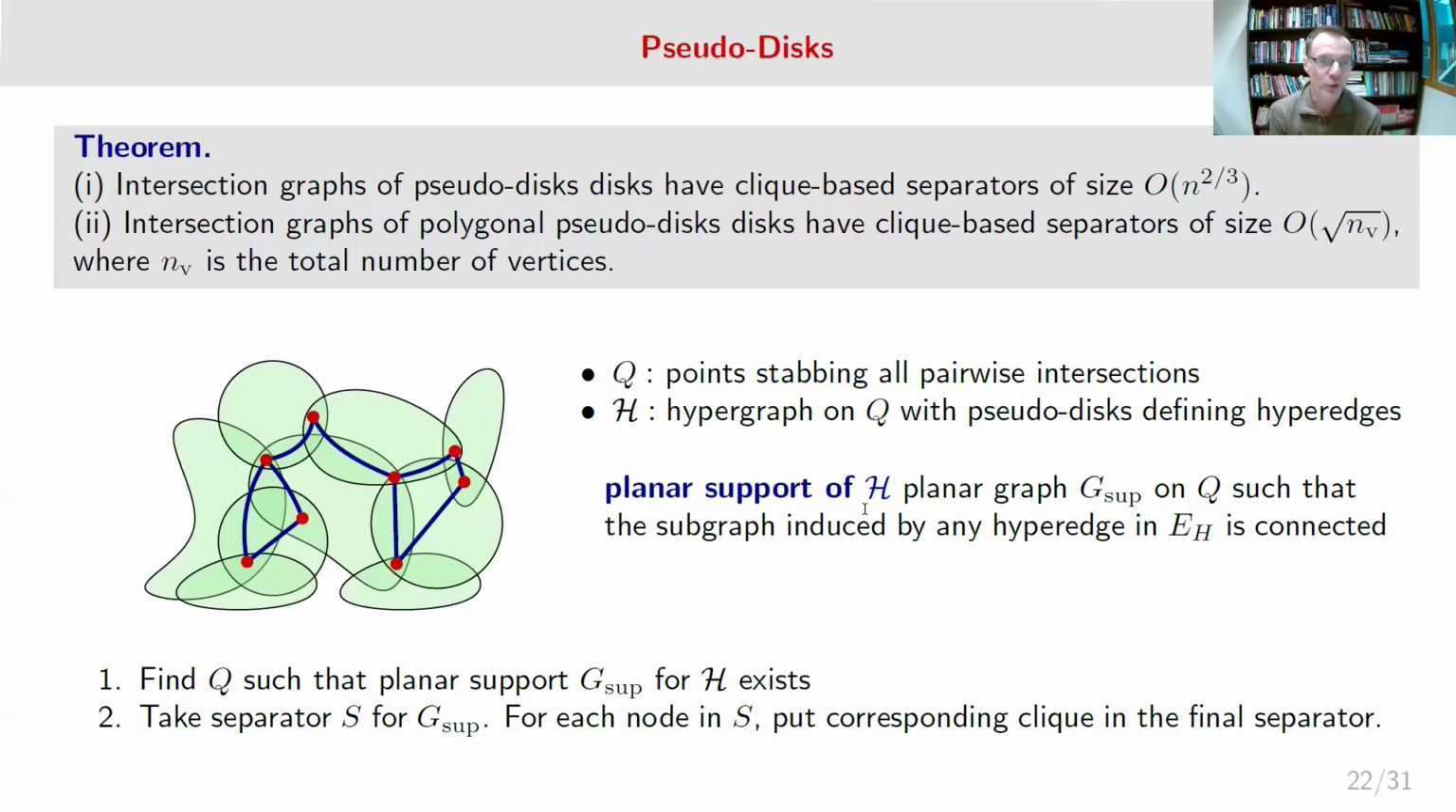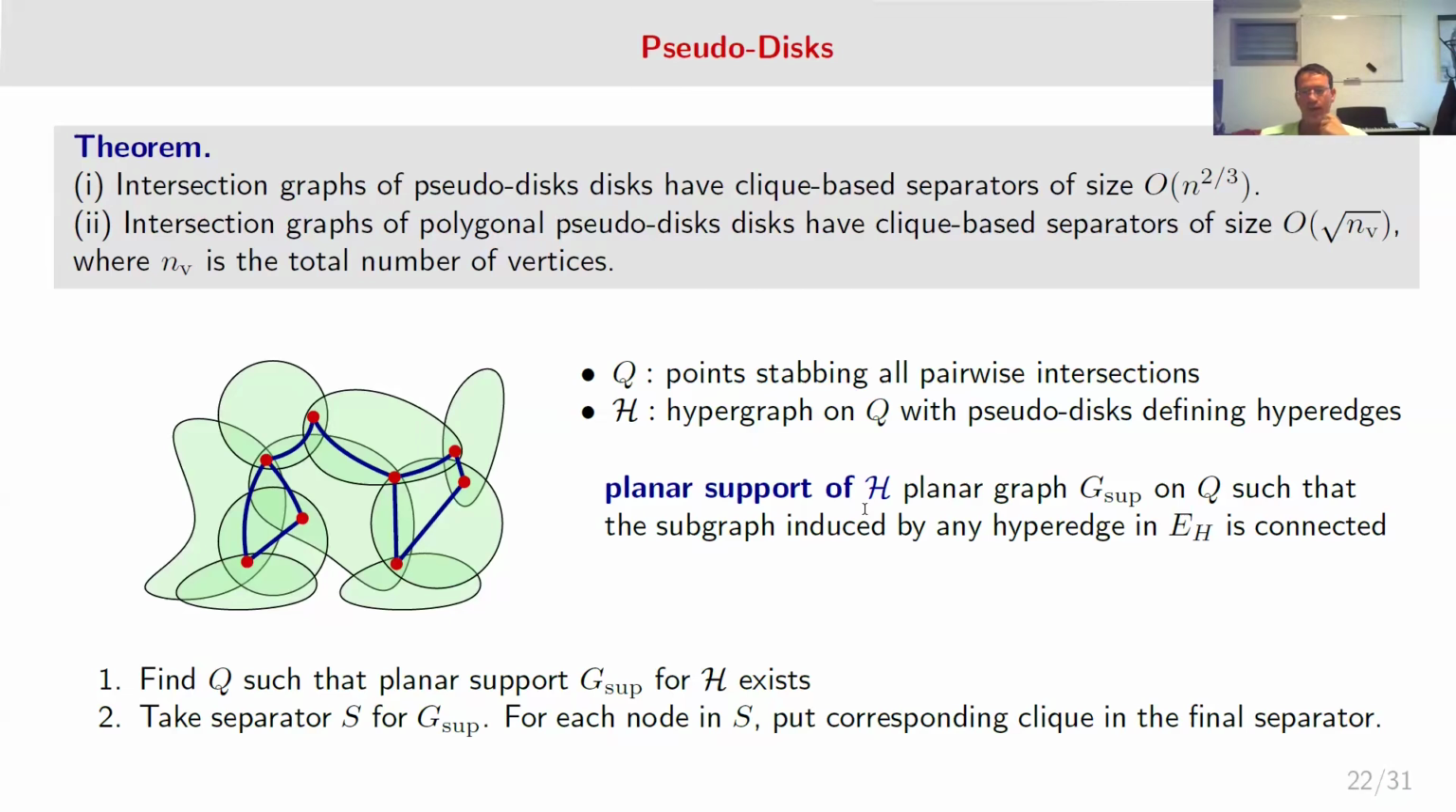If my pseudodisks are polygonal, I can find a small planar support, namely with only a linear number of nodes. If the pseudodisks are not polygonal, then we don't know of any planar support that has linear size, and the planar support will have something like n to the 4/3 nodes. And therefore, the separator will have n to the 2/3 nodes.